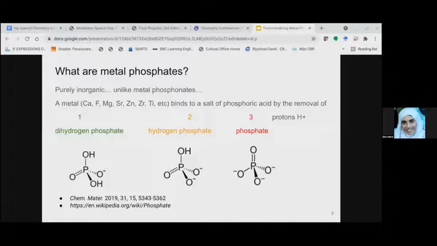So, metal phosphates are purely inorganic materials composed of metal sites with phosphoric acid through the removal of 1, 2, or 3 hydrogen protons, but generally they are all collectively referred to as metal phosphates.